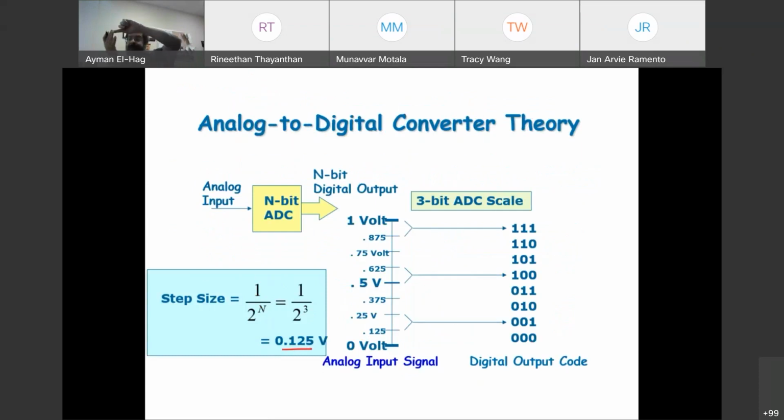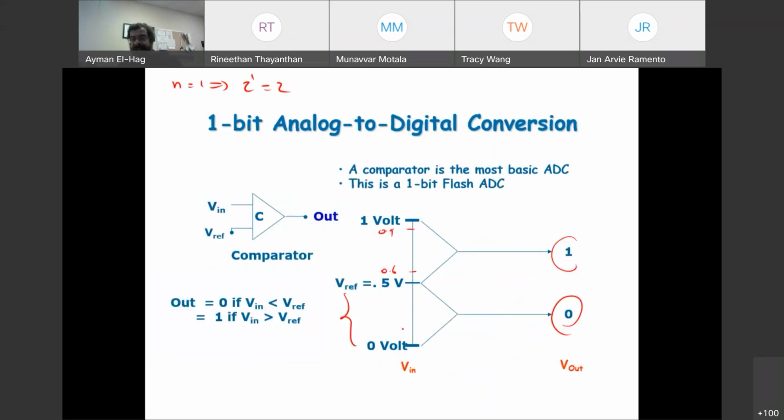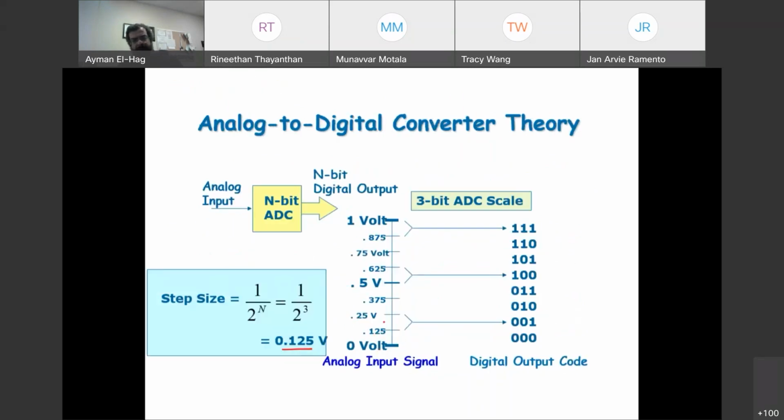So we now have 3 bits. From 0.125 to 0.25, I will have 0, 0, 1. From 0.25 to 0.375, 0, 1, 0. Now I'm getting something different. So now I'm improving. I'm getting a better resolution. And so on and so forth, because we have here 8 different possibilities. So now you can see that the more bits I have, the much better accuracy I can get.